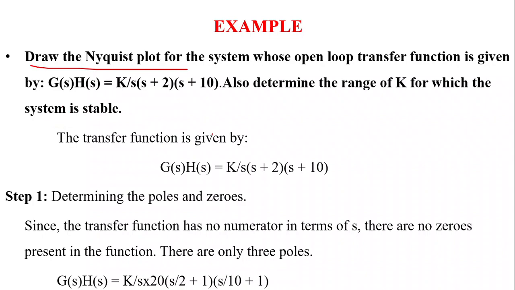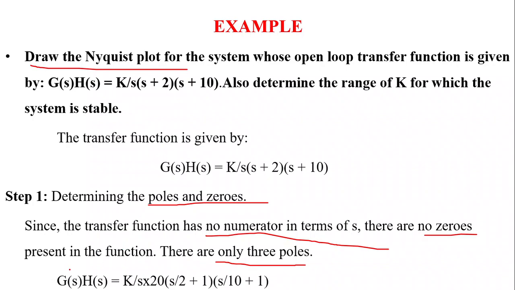Here, the first step, we have to write the given transfer function, that is G(s)H(s) equal to K divided by s into (s plus 2) into (s plus 10). First step, we have to determine the poles and zeros. Since the transfer function has no numerator in terms of s, there are no zeros in the given transfer function. There are only 3 poles present.